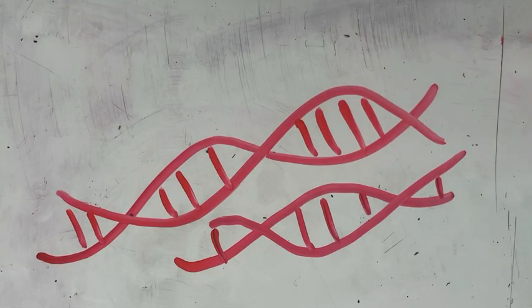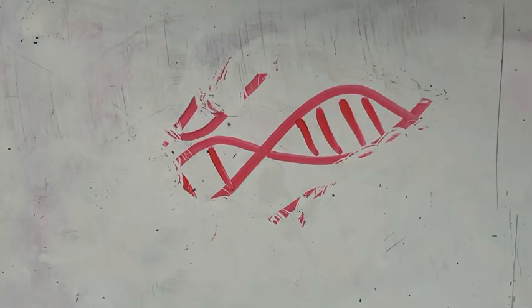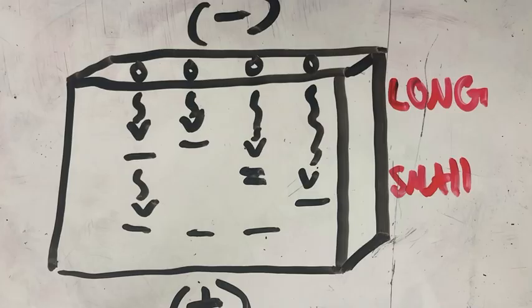Then you will cut it into different lengths with restriction enzymes. You can compare DNA with someone when putting it into a gel, since they are the same lengths.